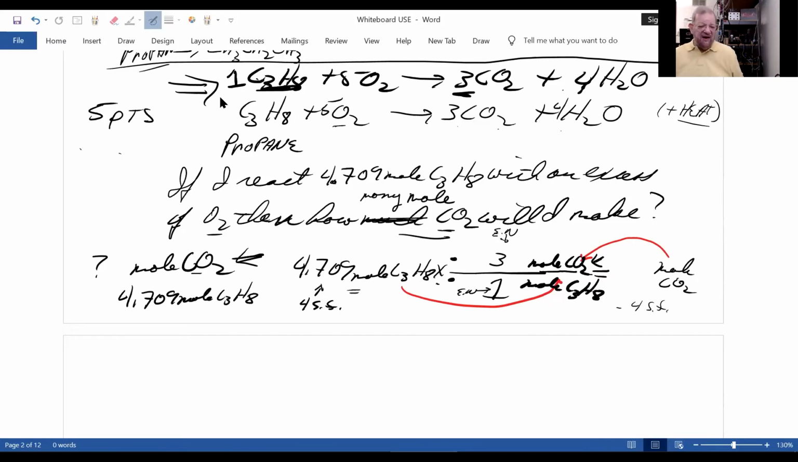Now, before I pick up my calculator, I'm going to see, do I get the right units if I just do the math without the numbers? Moles times moles of propane times moles of CO2 divided by moles of propane. Anything divided by itself equals the number 1. And therefore, this cancels out. I'm left with moles of CO2, carbon dioxide, which is what I want. So now I can pick up my calculator and see what answer I get.